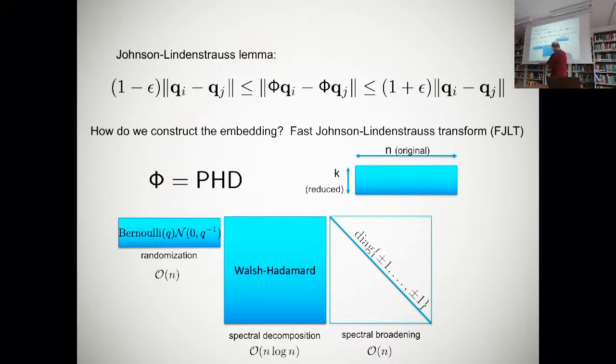Now, at the center of this magic transformation that preserves the dynamics is some kind of spectral decomposition. You can use a Fourier transform if you want to. We use a Walsh-Hadamard. That's a tiny little bit better, but not by much. If you like Fourier transform, use a Fourier transform. And then you have the randomization.